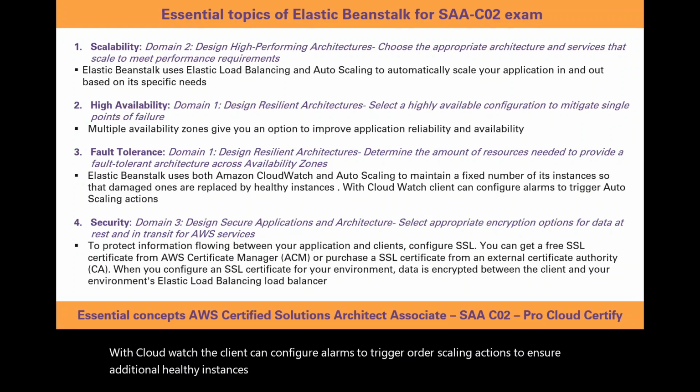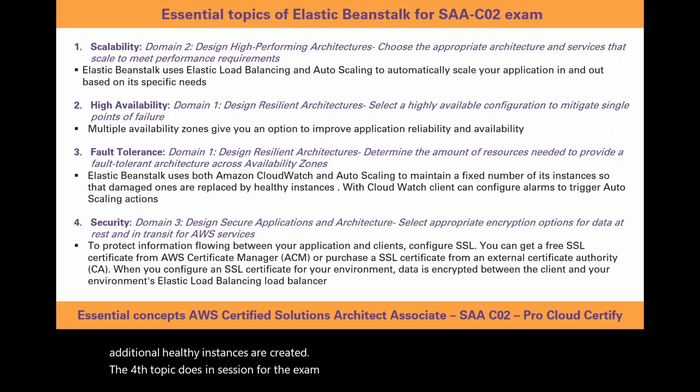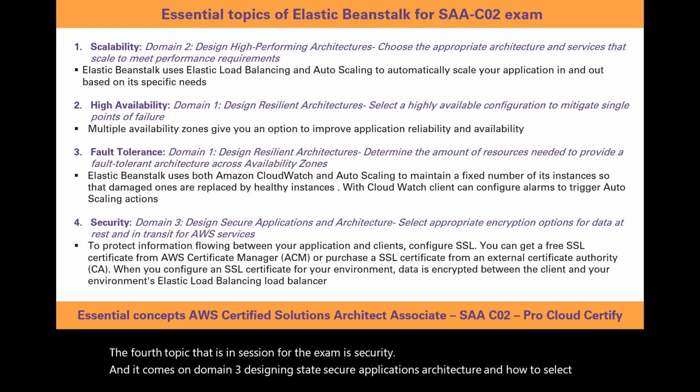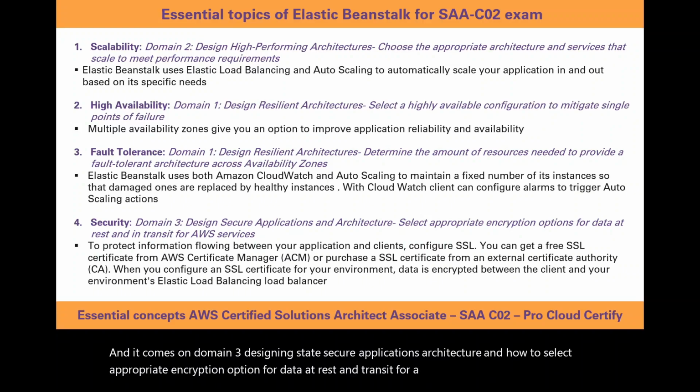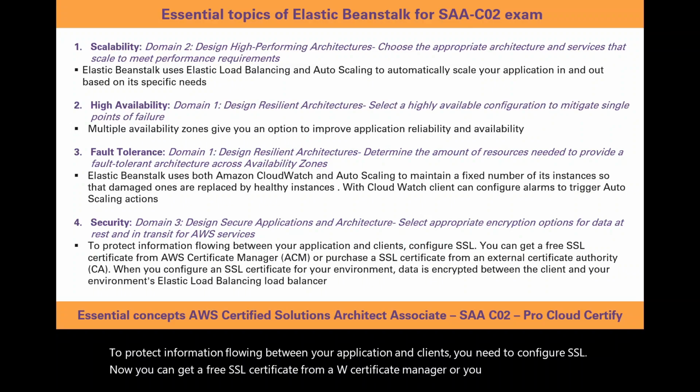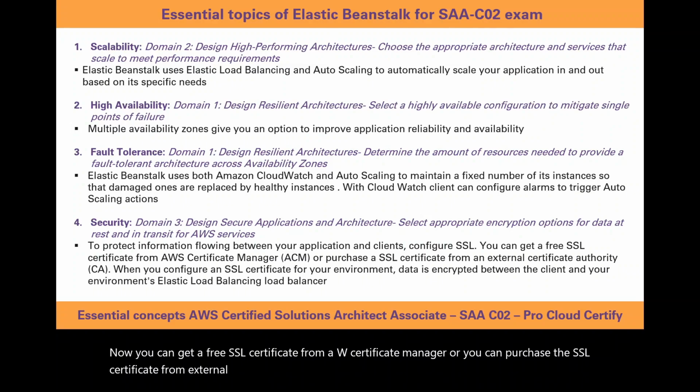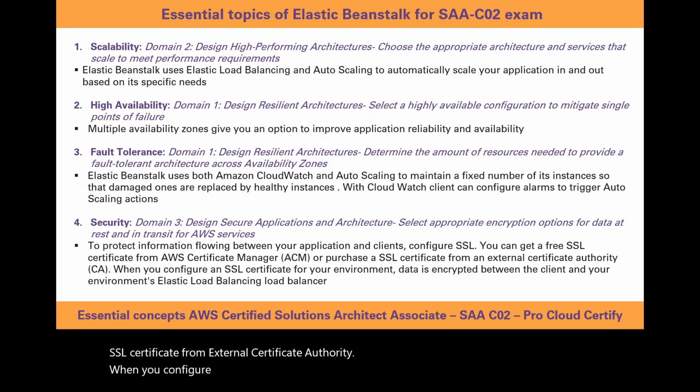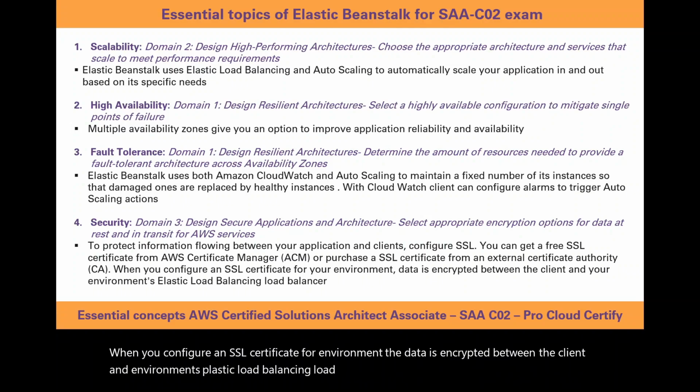The fourth topic that is essential for the exam is security, and it comes from Domain 3, designing secure applications and architecture, and how to select appropriate encryption options for data at rest and in transit for AWS services. To protect information flowing between your application and clients, you need to configure SSL. Now you can get a free SSL certificate from AWS Certificate Manager, or you can purchase an SSL certificate from an external certificate authority. When you configure an SSL certificate for your environment, the data is encrypted between the client and the environment's Elastic Load Balancing load balancer, and it meets the requirement of Domain 3.